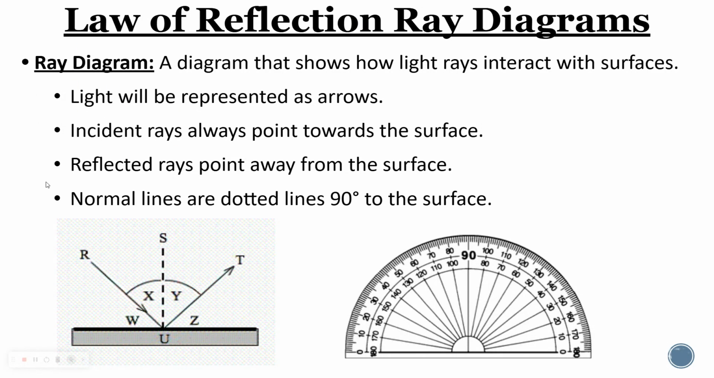When we are drawing ray diagrams, we're going to represent light as arrows. The incident ray always points into the mirror, into the surface that's the reflective surface. The reflected ray always points out of the mirror. And the normal is always going to be drawn as a dotted line 90 degrees to that mirror. So these are the general rules we're going to follow when we're doing ray diagrams.